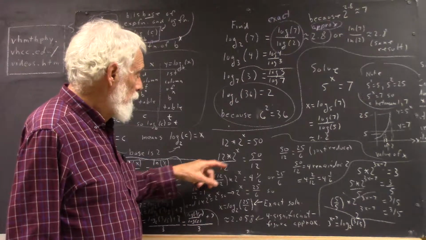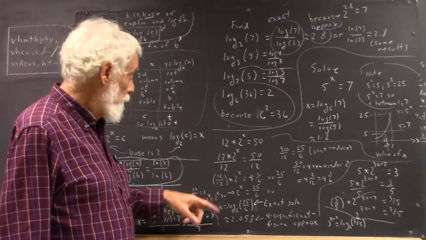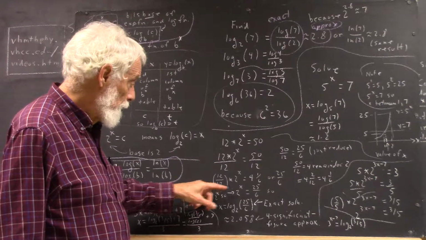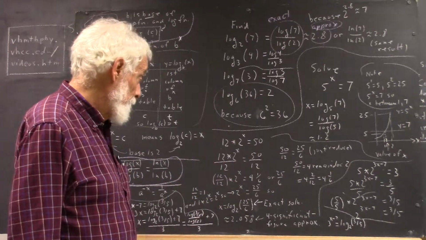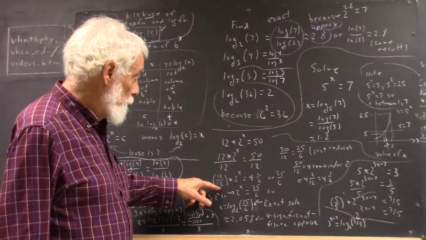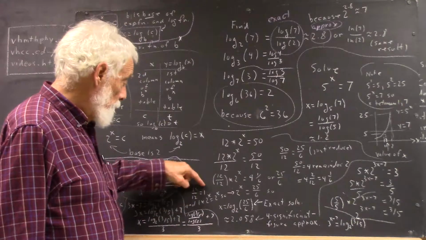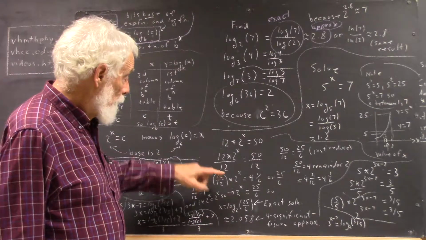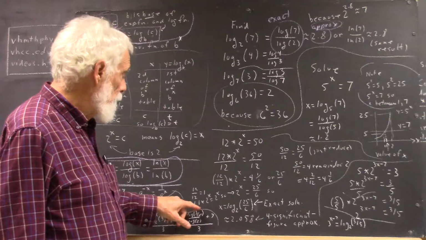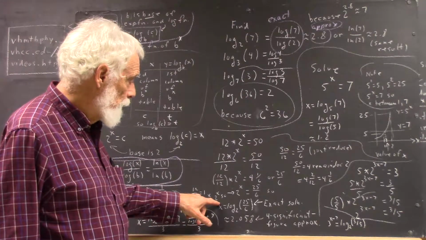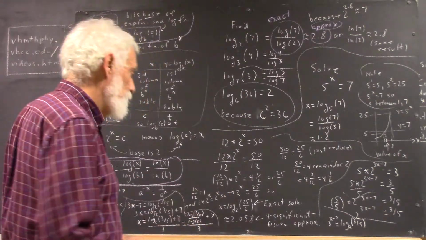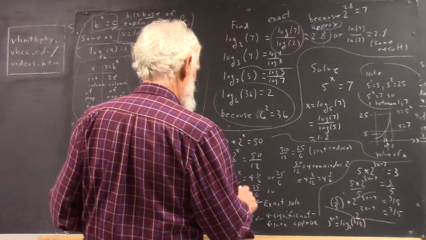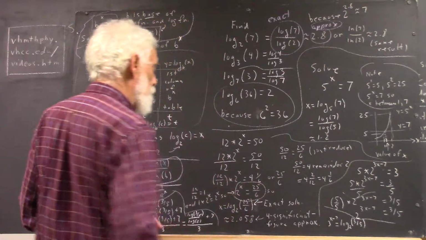You got 12 times 2 to the x divided by 12. Well, that's the same as 12 divided by 12 multiplied by 2 to the x. And 12 divided by 12 is what? 12 divided by 12 is 1. So that's just 1 times 2 to the x. And 1 times 2 to the x is just 2 to the x. So we get left-hand side is just 2 to the x.